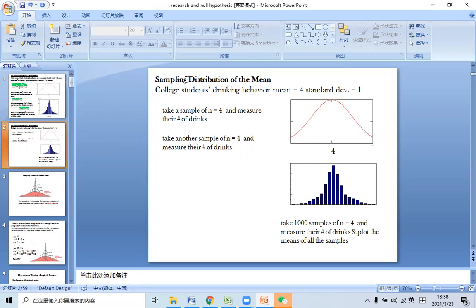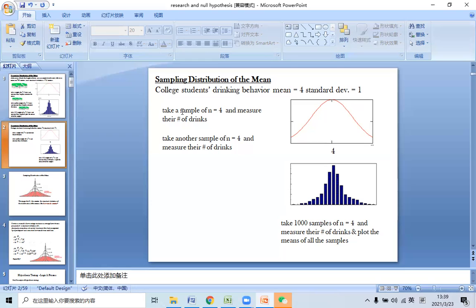Let's look at another example: sampling distribution. Suppose college students' drinking behavior. You're already concerned about drinking, binge drinking. On average, how many beers do they drink each time per party? If they go to a party, how many beers do they drink? Suppose we know that the mean is 4. On average, college students drink 4 beers, and the standard deviation is 1.